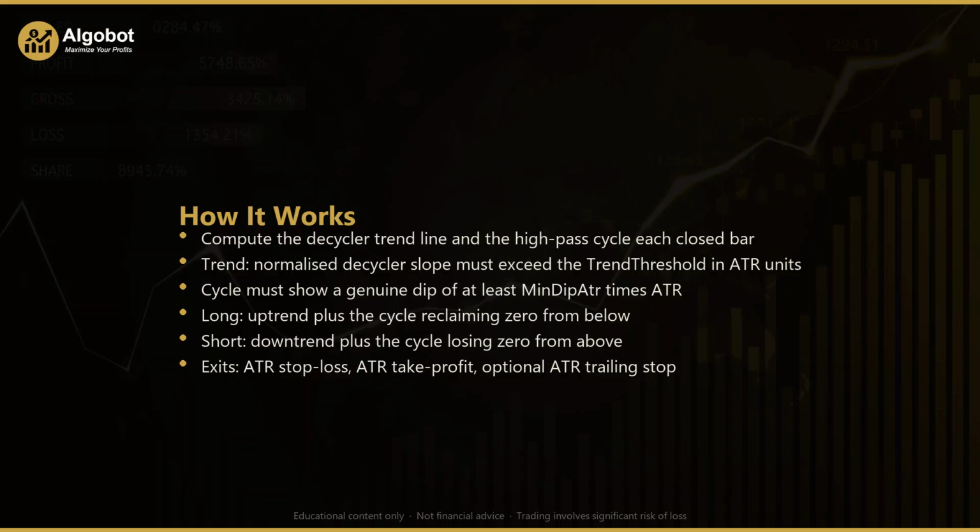The short side is the exact mirror. The trend must be down. The cycle must have rallied at least MinDipAtr times ATR above zero, and the cycle must cross back down through zero. On entry, the EA places a stop loss at ATR times the SLATR multiple, defaulting to 2, and a take profit at ATR times the TPATR multiple, defaulting to 3. That's a 3-to-2 reward to risk shape by default. There's also an optional trailing stop set by TrailATR multiple, defaulting to 1.5, which only ever ratchets in the favorable direction, never against the trade. Only one position is held at a time, so the trade is left to its stop, target, or trail.